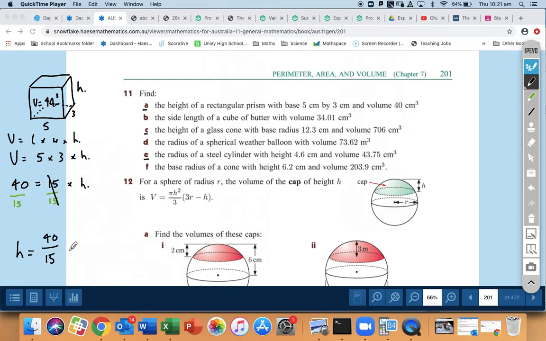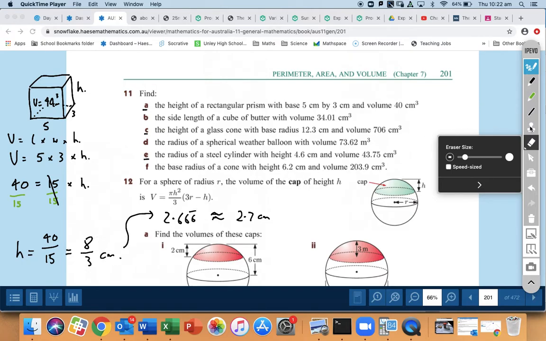And we could simplify this fraction. 40 and 15 both divide by 5. So this would be 8 on 3 centimeters cubed, and I'd be tempted to leave the answer like that. Maybe if we give it one decimal place, it's 2 and 2/3, 2.666 recurring. Maybe we could round and say it's approximately equal to 2.7 centimeters.